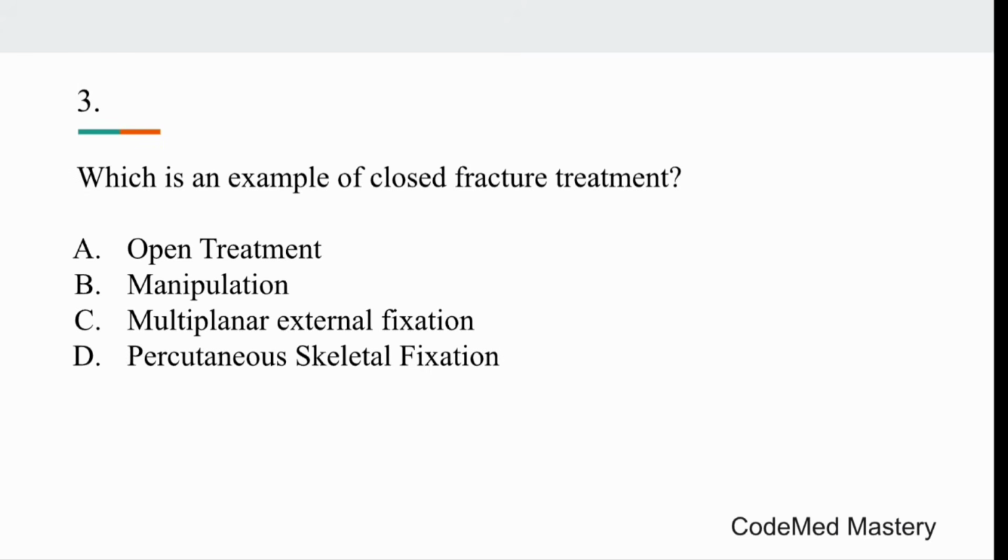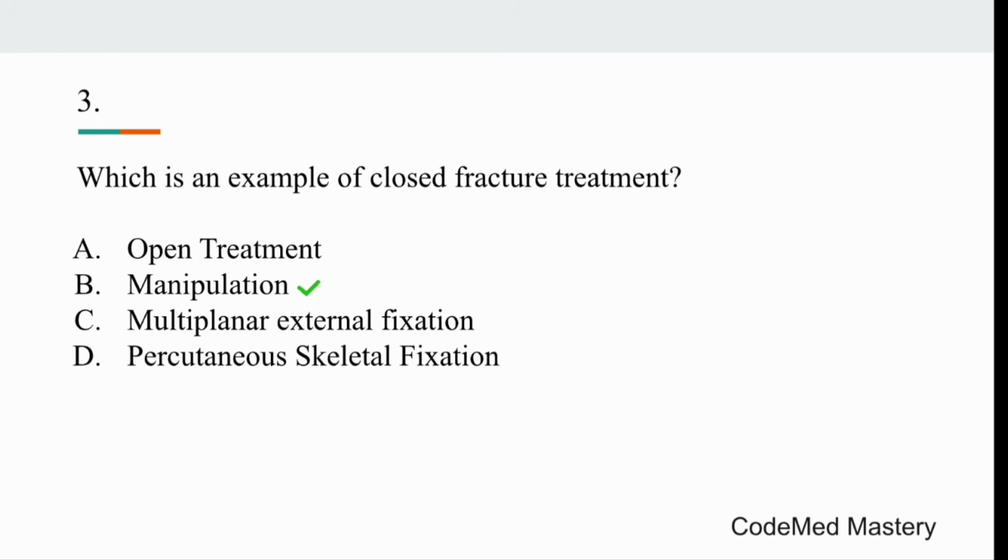Option A, open treatment. Option B, manipulation. Option C, multiplanar external fixation. Option D, percutaneous skeletal fixation. So, what is an example of closed fracture treatment? The right answer is option B, manipulation.